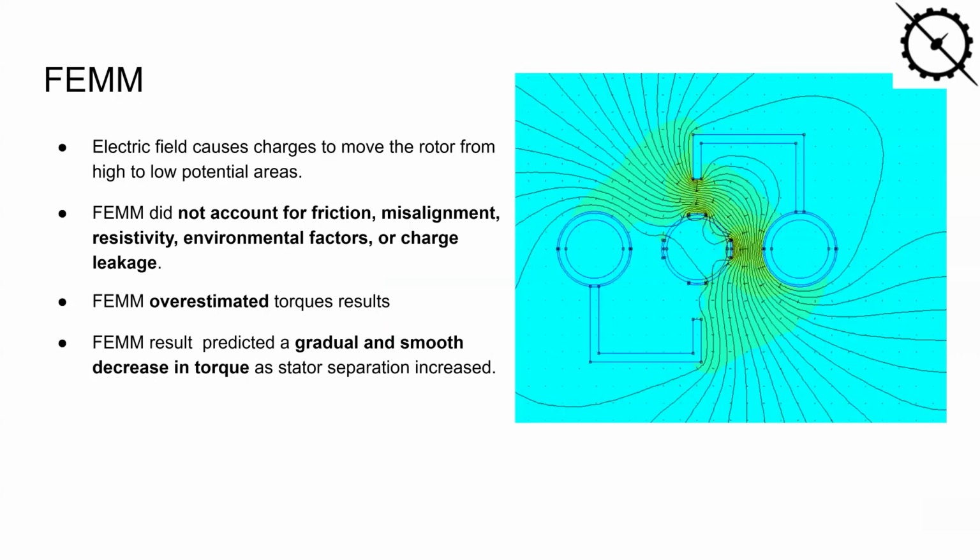Using finite element analysis, the electric field caused by the charge moves the rotor from a high to a low potential area. So as you can see from here, it goes this way, and there are no charges over here.